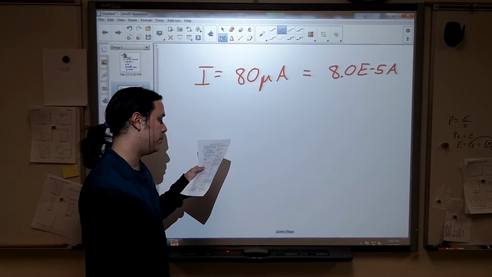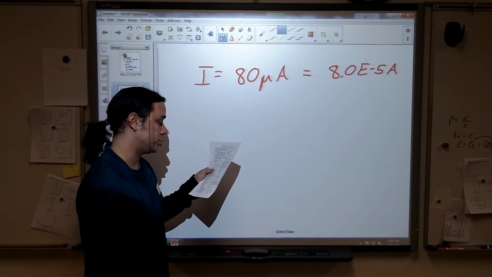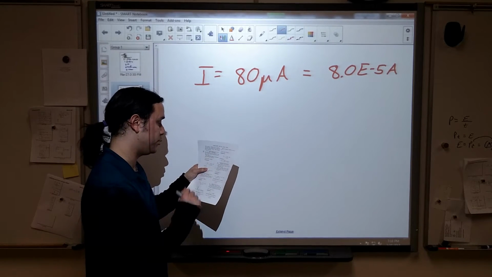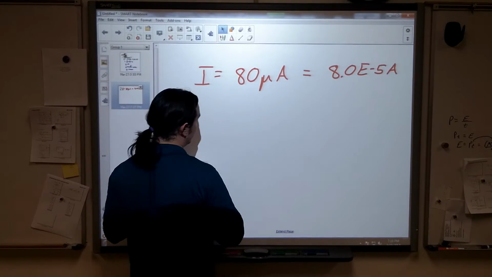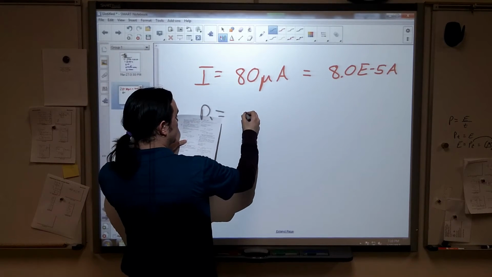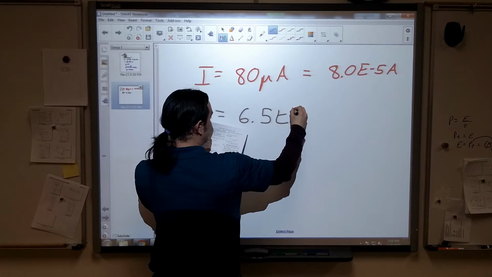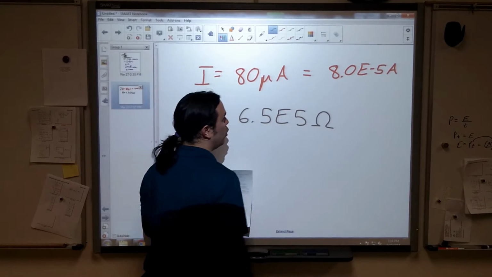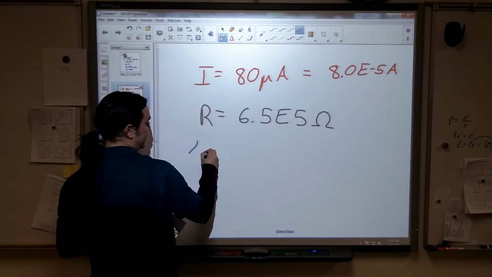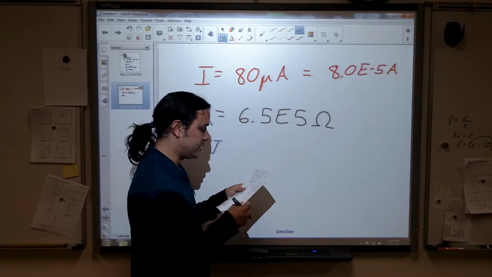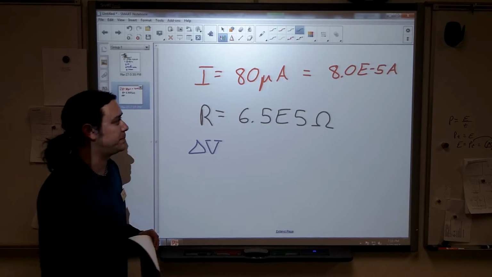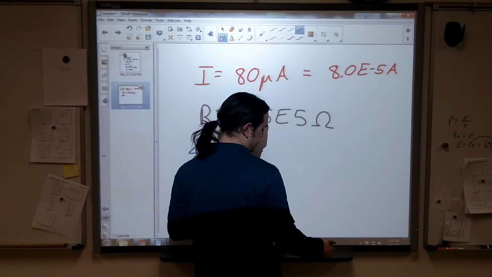Find the maximum allowable potential difference without shock across the thumb and index finger for dry skin resistance of 6.5 times 10 to the 5th. So they're saying that the resistance between my thumb and the index finger is about 6.5 times 10 to the 5th ohm. They're asking for the potential difference, delta V. Specifically, find the maximum allowable potential difference without shock across the thumb. So basically, something just below this current.